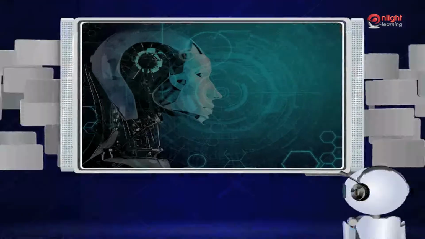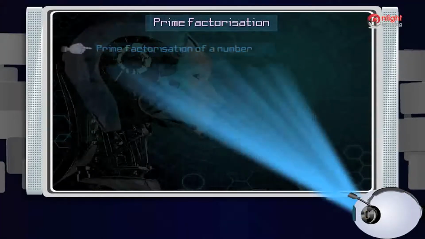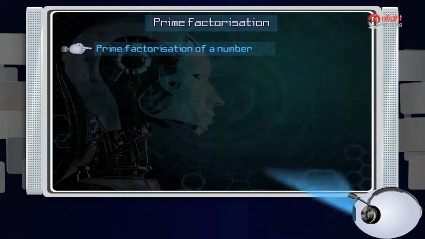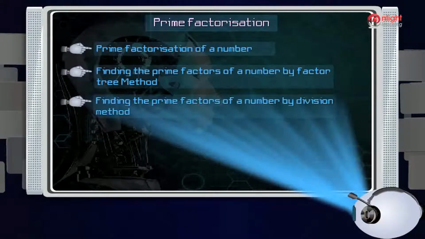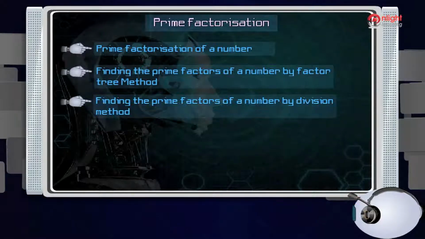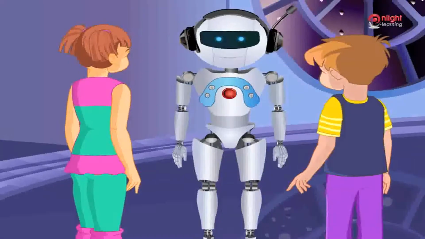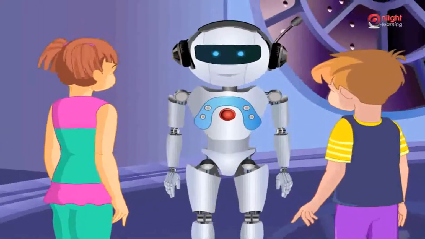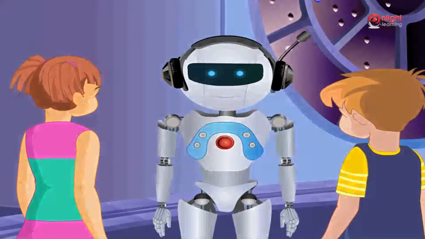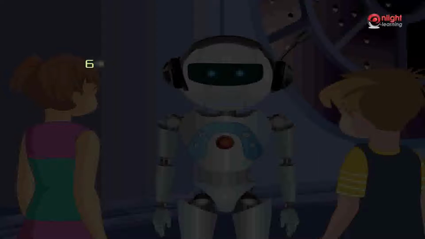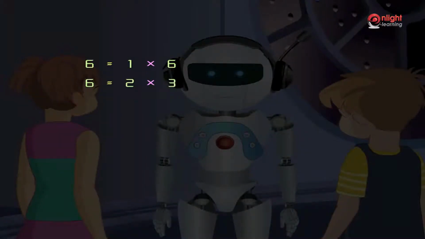In this session, we will learn about prime factorization of a number, finding the prime factors of a number by factor tree method, and finding the prime factors of a number by division method. Any number can be expressed as a product of two or more factors of it. For example, 6 can be expressed as the product of 1 multiplied by 6 or 2 multiplied by 3.